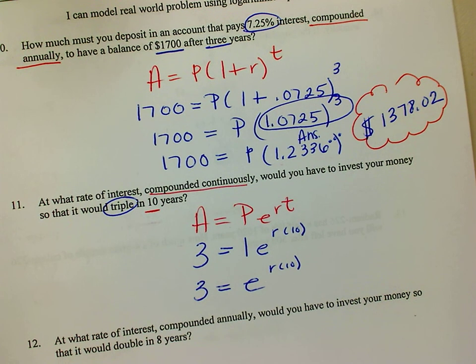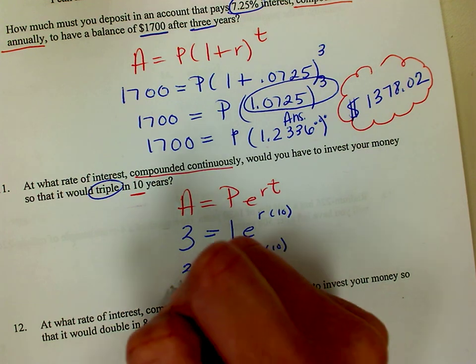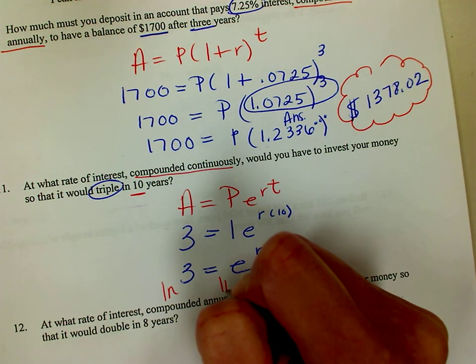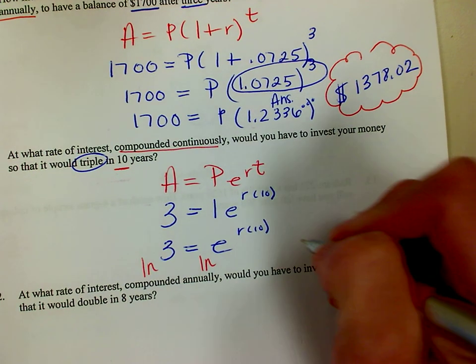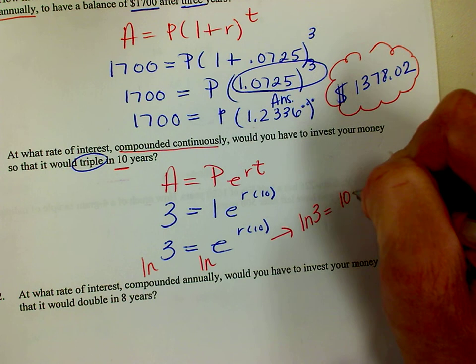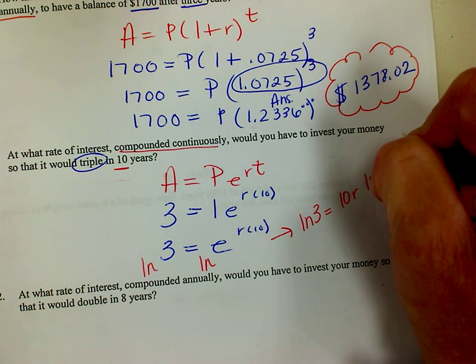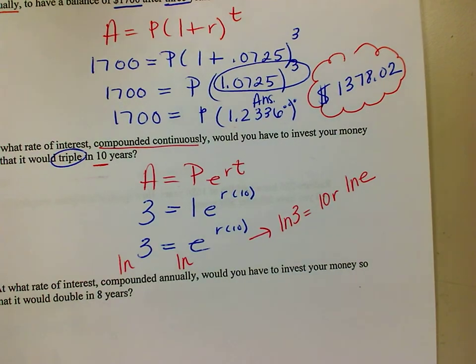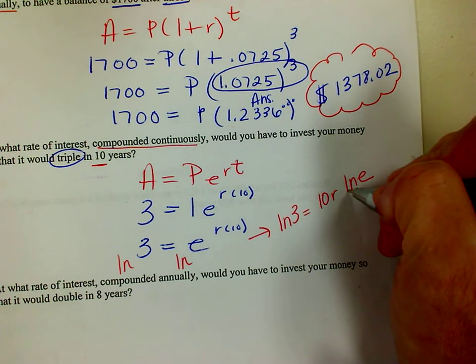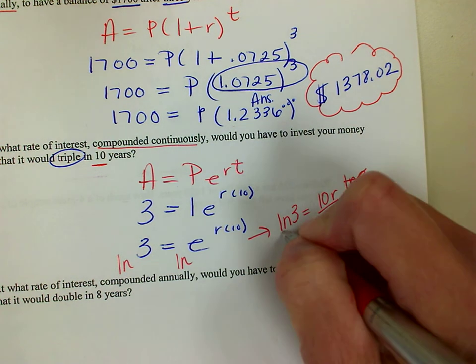Okay, now from here, my variable is in the exponent. So if you recall from 5-6, if my variable is in the exponent, I have to put a natural log on both sides. Because what that does, that allows my exponent to drop down to the front, and I just switched my R and my 10 around. And then the natural log of E can just cancel, because that's just 1. So then I'm going to divide by 10.